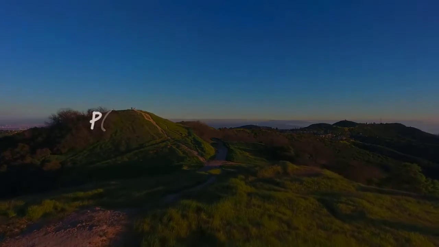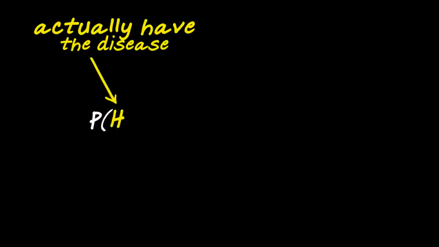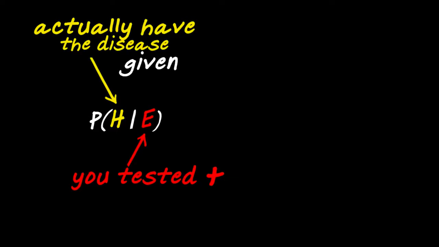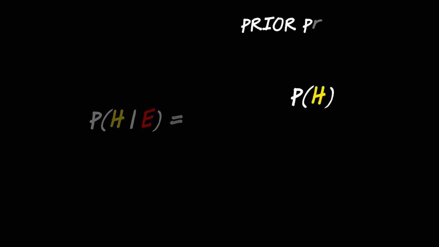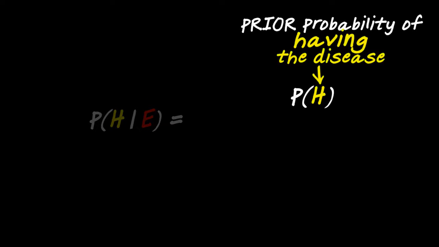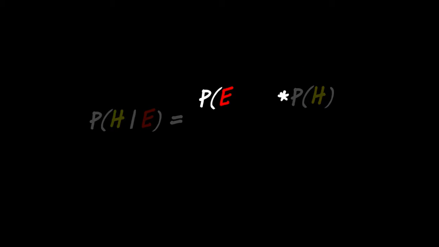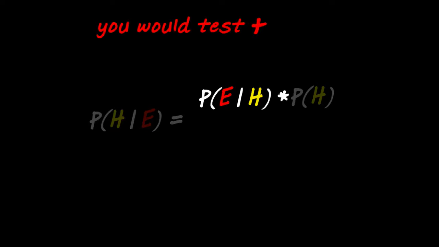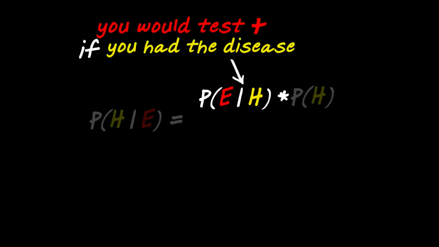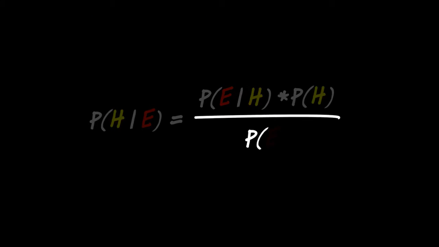Bayes' theorem can give you the probability that some hypothesis, say that you actually have the disease, is true given an event, that you tested positive for the disease. To calculate this, you need to take the prior probability the hypothesis was true, that is, how likely you thought it was that you had this disease before you got the test results, and multiply it by the probability of the event given the hypothesis is true, that is, the probability that you would test positive if you had the disease, and then divide that by the total probability of the event occurring, that is, testing positive.